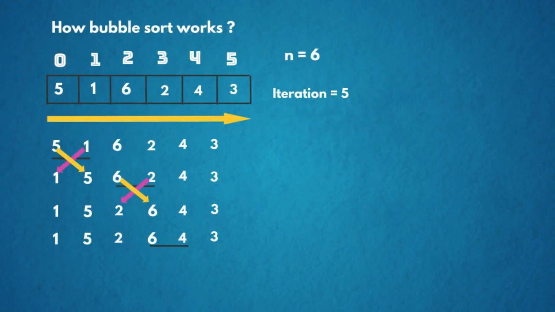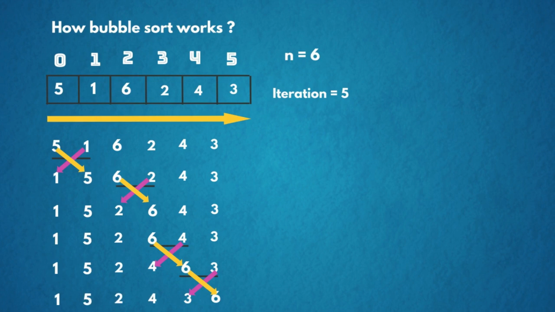Next, we again check the third position element and the fourth position element. As 6 is greater than 4, we swap both elements. Then we have the array as 1, 5, 2, 4, 6, 3. Now we compare the fourth position element and the fifth position element. As 6 is greater than 3, we swap. After the complete scan of all the elements, we have the array as 1, 5, 2, 4, 3, 6. This last step is known as pass 1 because it shows that the highest element in the array is sorted at the rightmost position of the array.